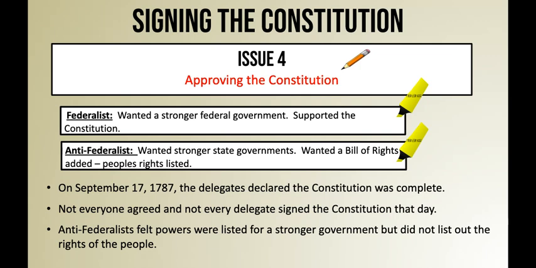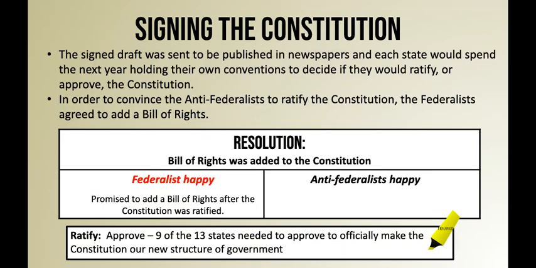So, on September 17th, 1787, the delegates declared that the Constitution was complete, but not everybody agreed, and so not everybody signed that day. How did they figure this out and resolve that? Well, the draft was published in newspapers, and the states would then spend the next year going over the Constitution and decide if they would ratify or approve the Constitution.